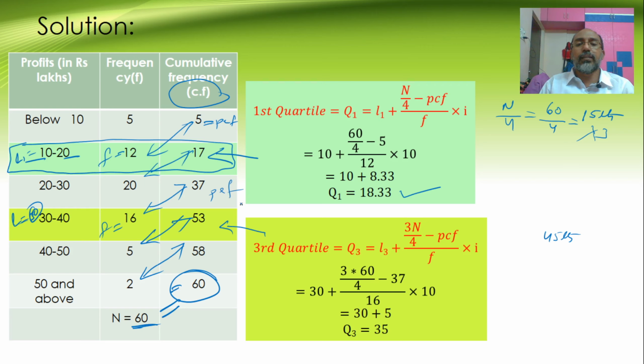By writing this you may be confused, but don't get confused. When you are writing for this class, this becomes the PCF. So 30 plus, 3 into 60 by 4, that is 45, minus 37, divided by 16. 16 means F, into 10, which is 40 minus 30. So the calculated value of Q3 is 35.